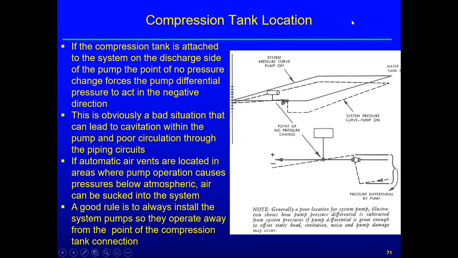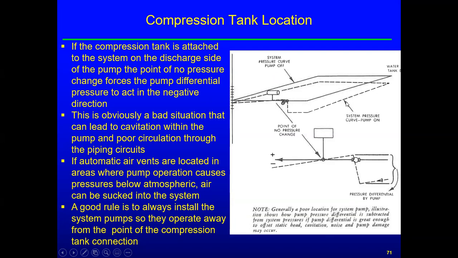If the compression tank is attached to the system on the discharge side of the pump, the point of no pressure change forces the pump differential pressure to act in the negative direction. This is obviously a bad situation that can lead to cavitation within the pump and poor circulation throughout the piping circuits. This is a good point, I forgot: if automatic air vents are located in areas where pump operation causes pressures below atmospheric, air can be sucked into the system. That's what you don't want to do. You can suck air into the system because all these pressures are subatmospheric along in here in your piping. A good rule of thumb is to always install the system pumps so they operate away from the point of the compression tank connection.